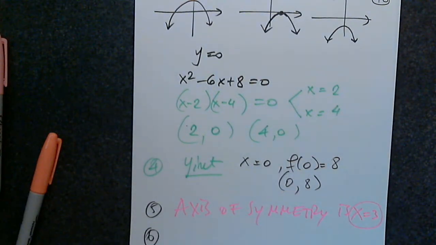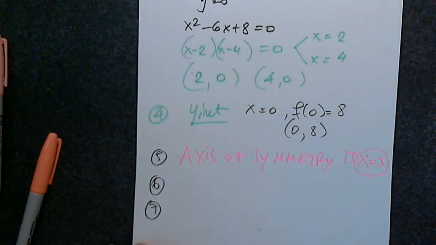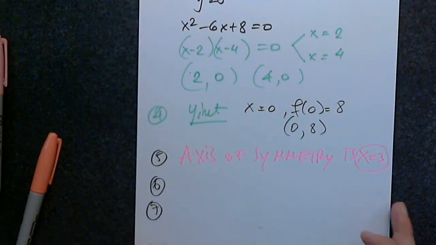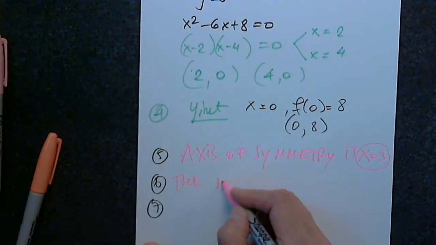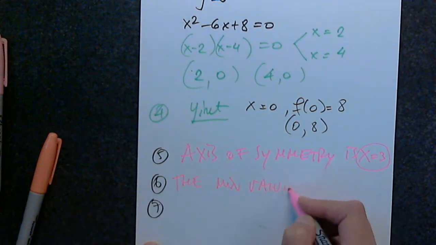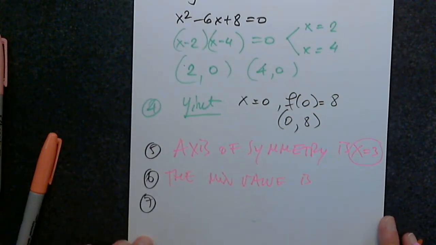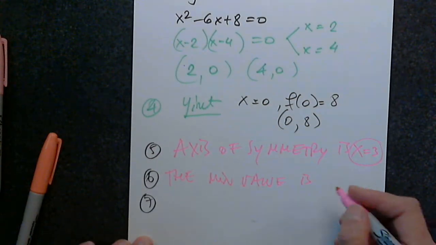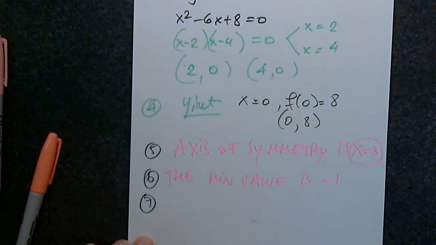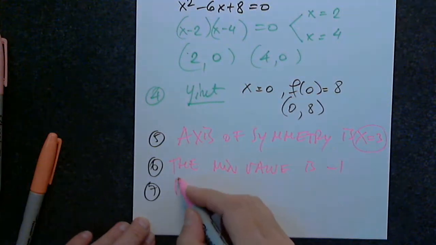Perfect. We decided that this function has a minimum or a maximum. Minimum. Okay, the min value is, how low does it go? Negative 1, but that's where the minimum is. But the minimum, remember when we talked about max and min, we said where it's located and how much it is. So it's negative 1.